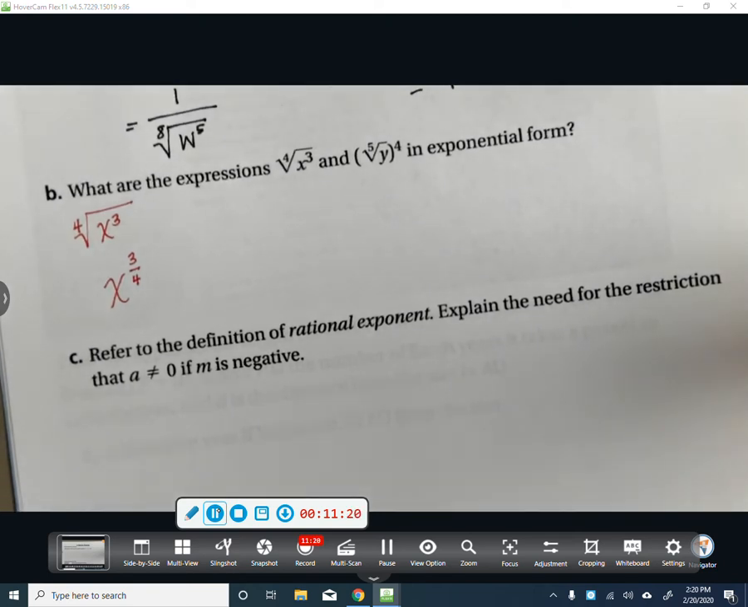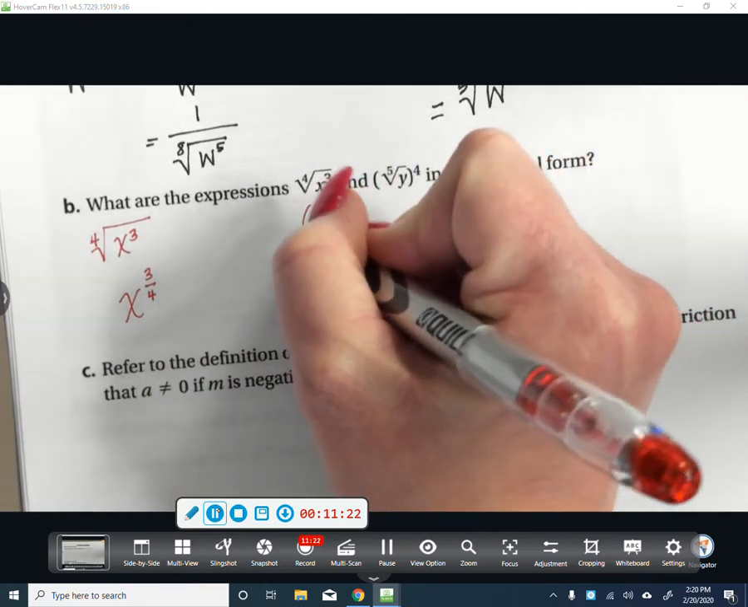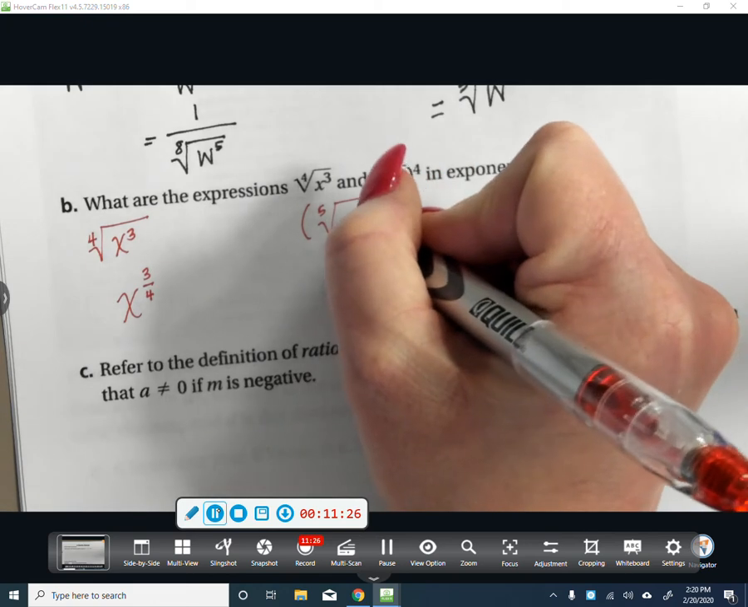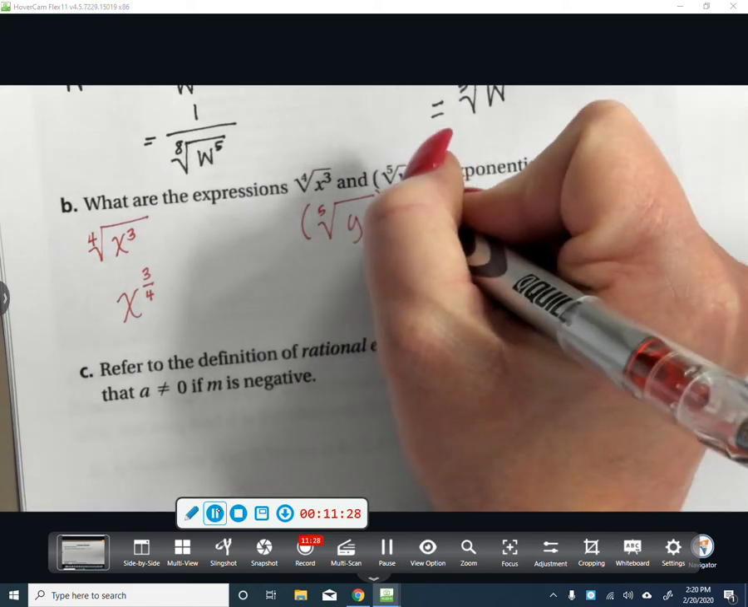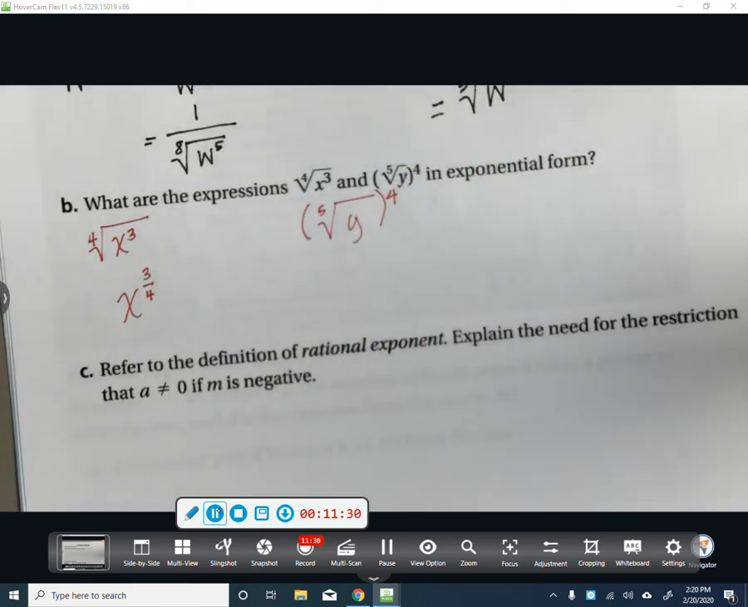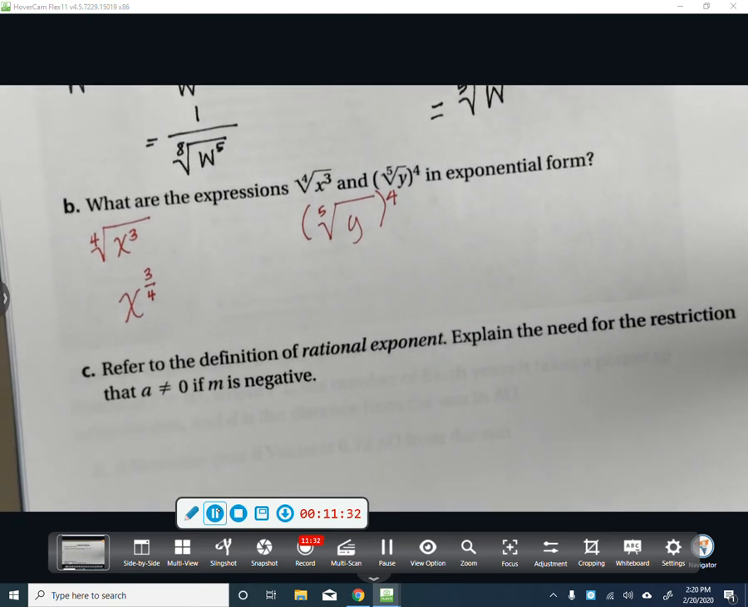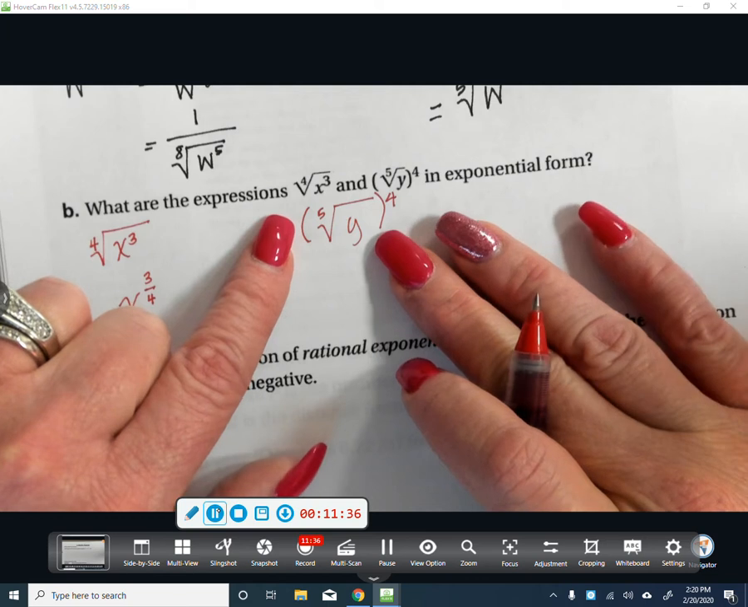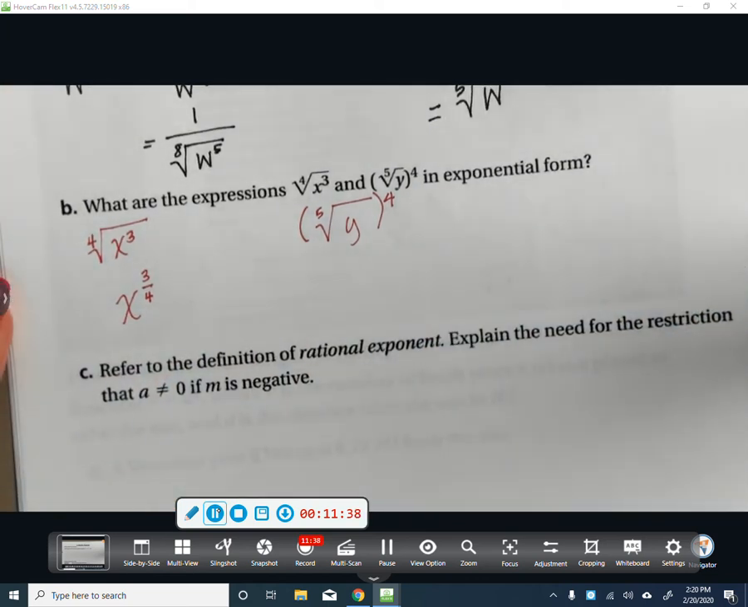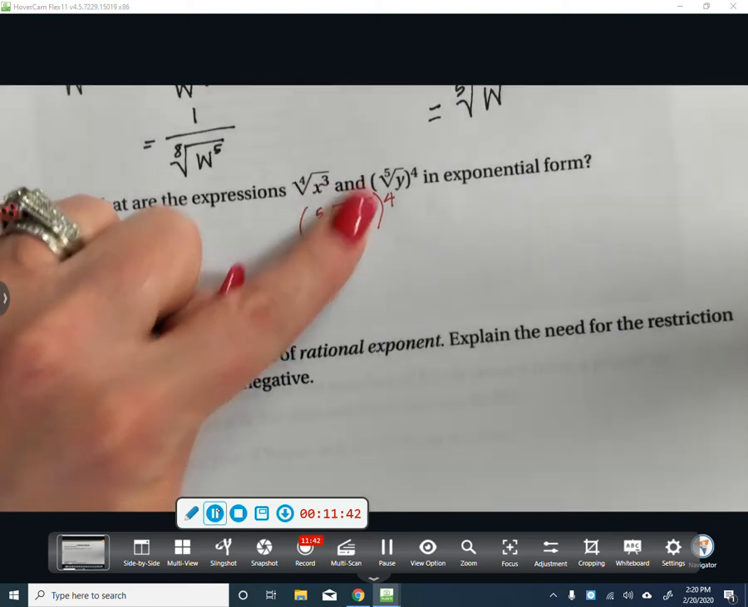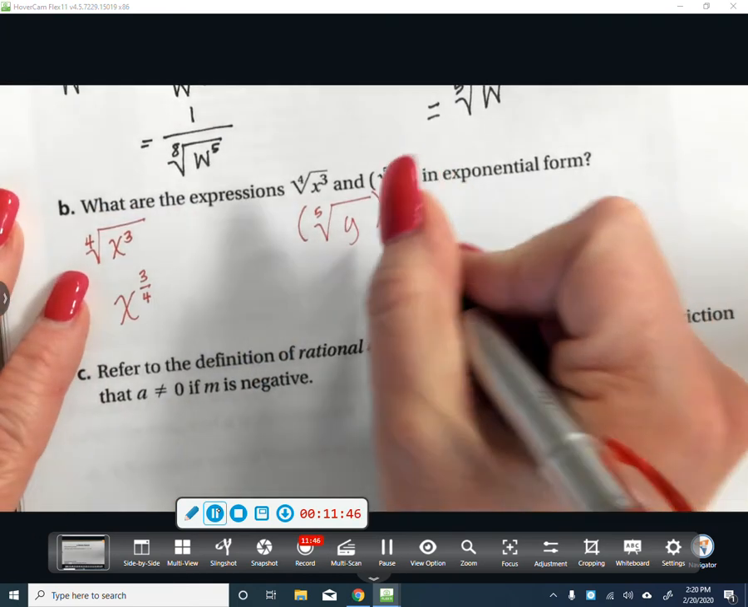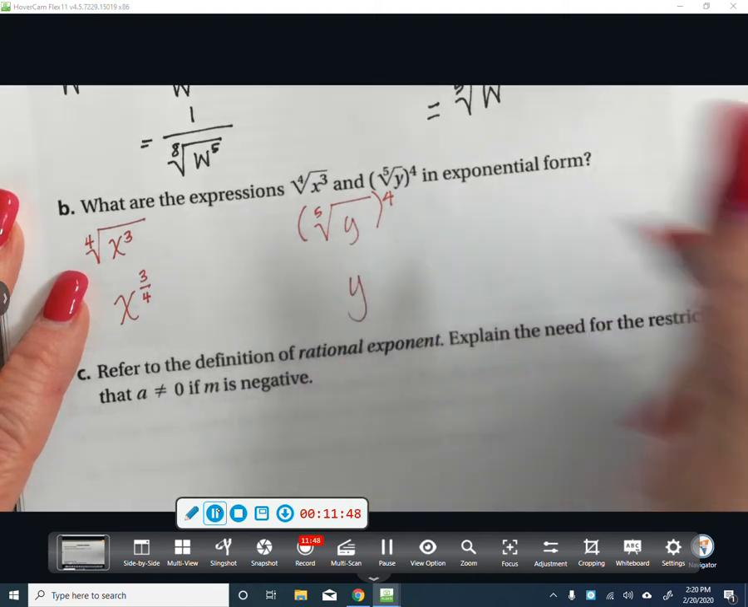So let's do this other one. It says the 5th root of y, and all of that is being raised to the 4th. Be real careful. Take note of those parentheses. Those parentheses mean, okay, I'm going to deal with what's inside first, and then raise it to the 4th power. So I want you to first rewrite what's inside the parentheses as an exponential. So this is going to be y to the what?